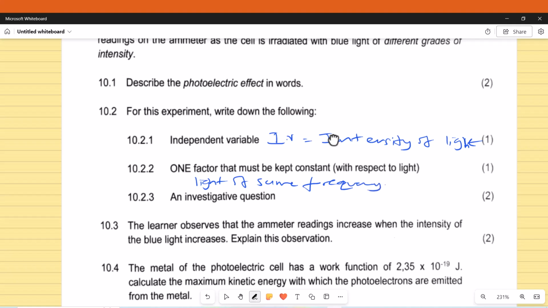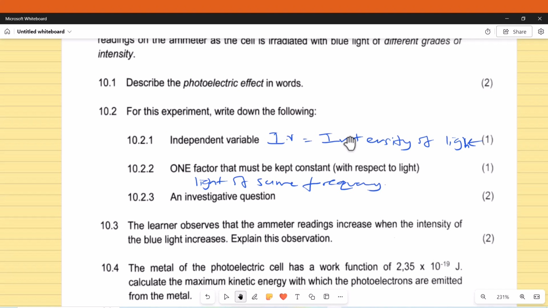And then next they say write down an investigative question. Now guys, what is investigative question? What do we know about investigative question? We know that it is that question which is asking the relationship between the independent variable and the controlled variable. So for this matter, what can we say? We talked about the intensity of light, all together, we talked about the frequency. So what can we say in this case? If you want, you can say how does, or how will, or what is the influence. Okay, so you can say it in any way.